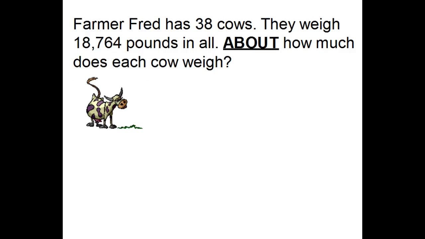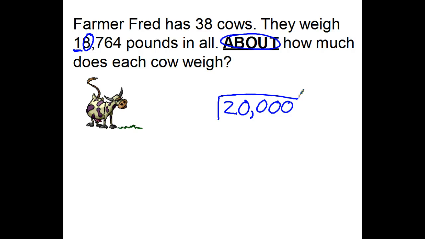Farmer Fred has 38 cows. They weigh 18,764 pounds in all. About how much does each cow weigh? Most important thing again is the word about. So I'm going to be rounding all of my numbers off to the highest place. The number that's going to be inside my box, the dividend, is 18,764, so I want to round it off. I underline the 1, circle the 8. That's going to go up, level 8 bully, so I have 20,000 inside my box.